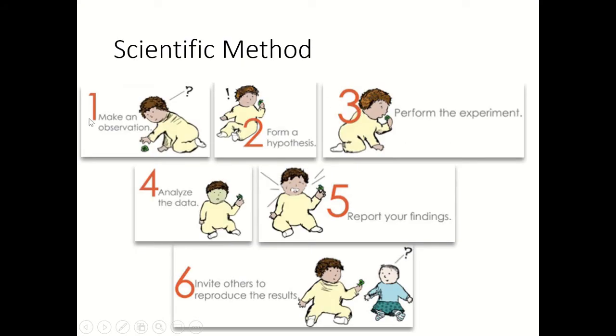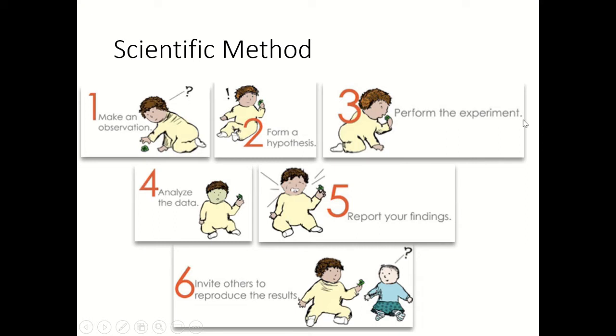So here's a graphic of the scientific method with a baby. The baby makes an observation. Ooh, there is a green thing on the ground. I wonder what that is. The baby forms a hypothesis. This will be good to eat. So the question is, what is this? Is it good to eat? The hypothesis is this will be good to eat.